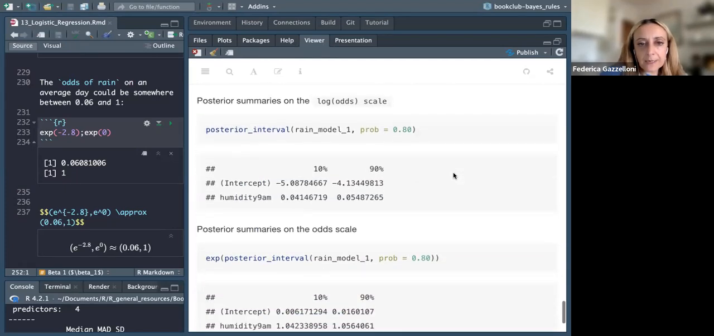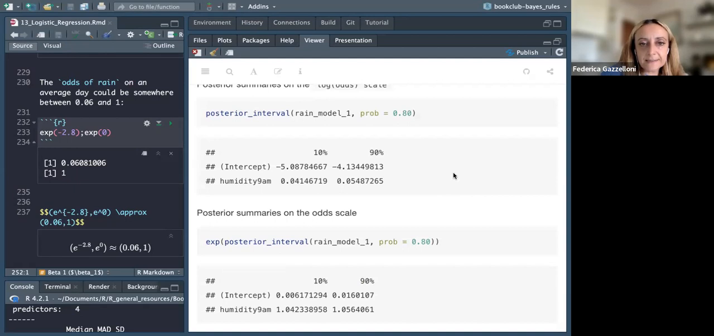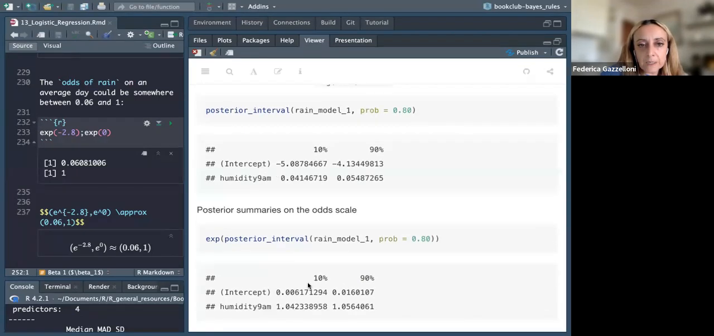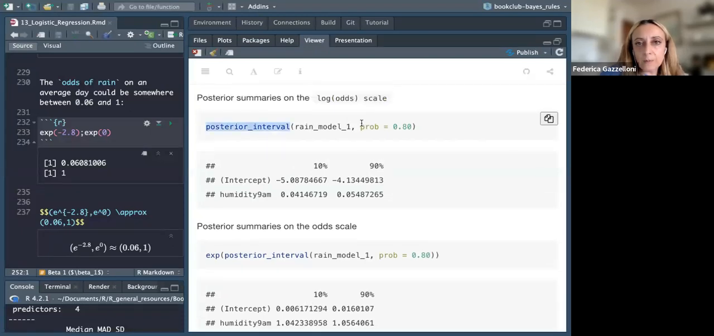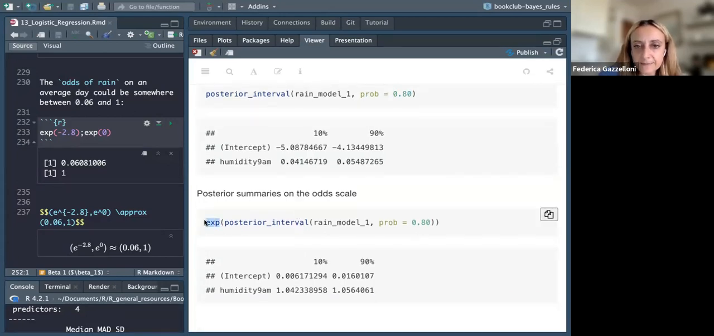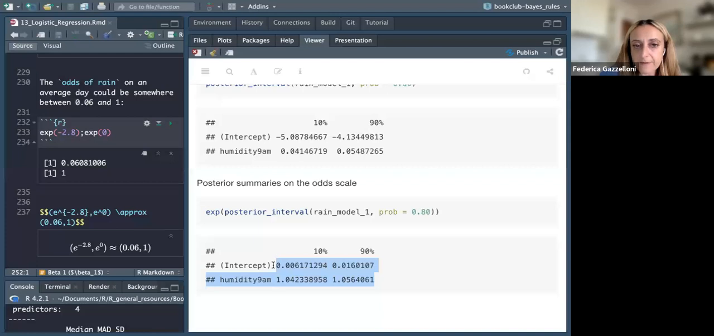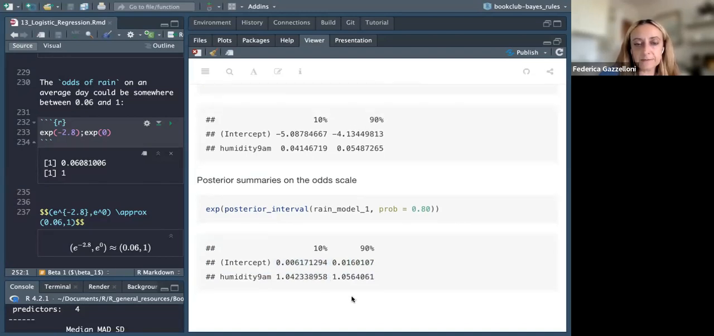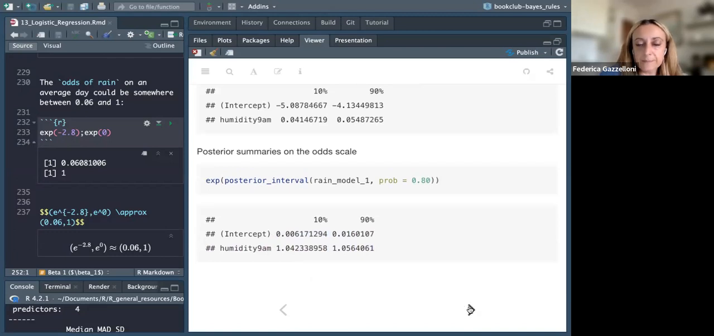Okay, so what's happened next is that we use the model, the posterior, and then we set a probability. We search for the confidence intervals, and we find these values for the intercept and the humidity and AM. And then we exponentiate these confidence intervals to have the values that we can read through, which are not logarithmic, but are on the same base as our observed values.